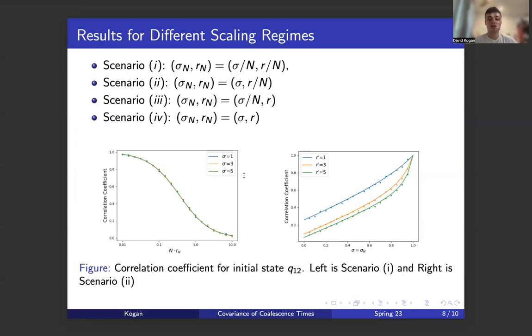There's 2 scaling regimes that are of interest, whether the selfing probabilities and recombination probabilities are of order 1 or of order 1 over n. So that gives us 4 possibilities. And here we have 2 plots of our results. On the left here is scenario 1 for initial state Q12. And as we can see here, what we plot is the analytical result, which is a straight line. And then we also simulate the Wright-Fisher model to generate these dots here. And indeed, the dots support our analytical results.